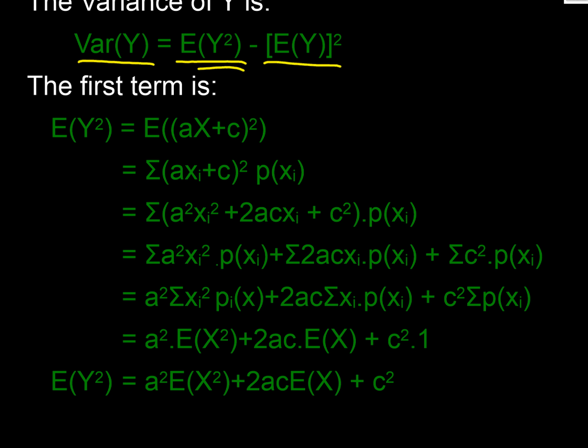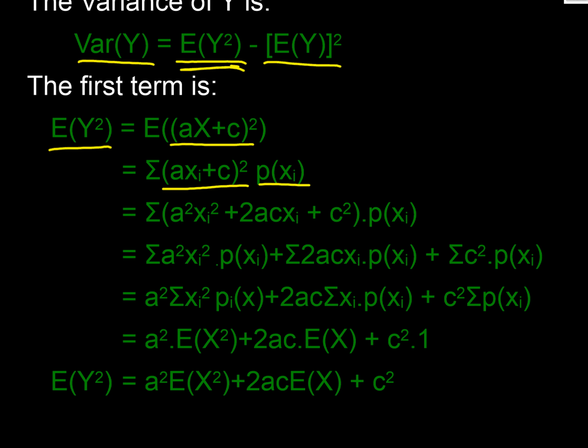So let's look at this first term we need to work out, the expected value of y squared. Well, that's the expected value of ax plus c all squared. And if we drop that into the weighted probability, that's our variable, ax plus c all squared, and we're multiplying that by the probability. It's a weighted average.